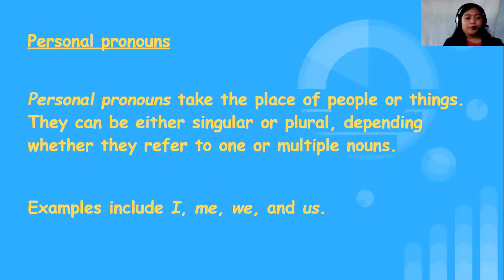There are types of pronouns. Number one is the personal pronouns. They take the place of people or things. They can be either singular or plural, depending on whether they refer to one or multiple nouns. Examples include I, me, we, and us. I and me are both singular, and we and us are both plural.